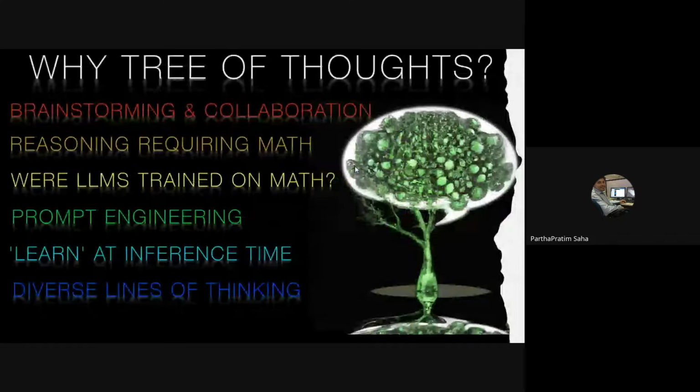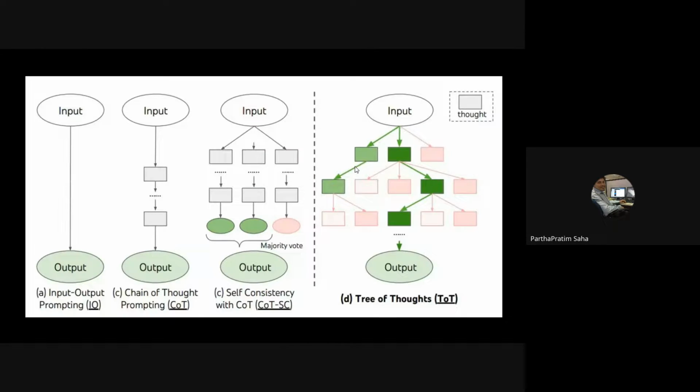I think graph of thoughts could be a problem because a graph has a cycle. If something makes a cycle, then it will keep on thinking and won't finish. So I think that's why they stopped at tree instead of graph. I think graph of thoughts is out as well.